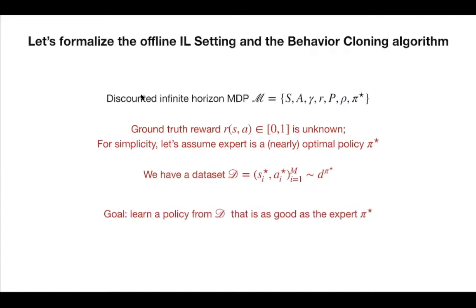The goal is to learn a policy from this data set, and the goal is to make sure that the learned policy is probably as good as the expert policy, pi star. Right? So here, if your expert is a terrible policy, then you can't do that much, right? The best you can hope for is to be as good as the expert, because that's the only learning signal you have at this moment.